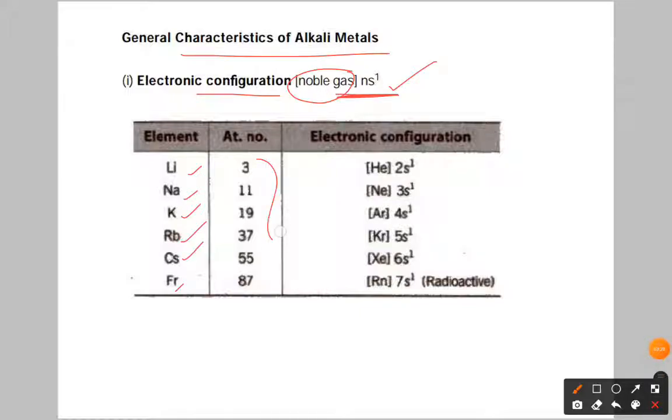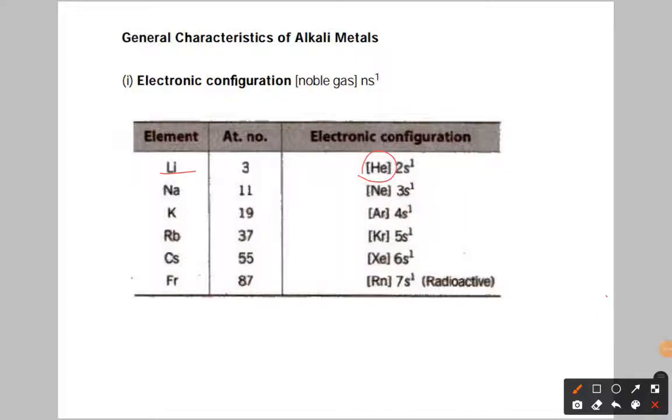Here you can see their atomic numbers respectively. Now let us see lithium. Now if you see the electronic configuration, lithium is helium along with 2s1. Why? Because it belongs to the second period. Already we know in the classification that n indicates which period it belongs to. So lithium comes in the second period, so you are going to write 2s1. Sodium is 3s1 along with neon.